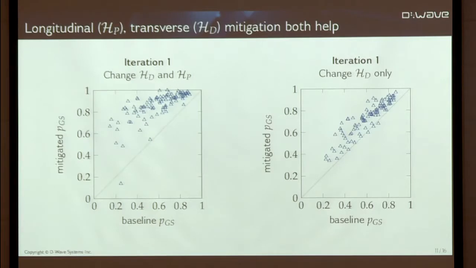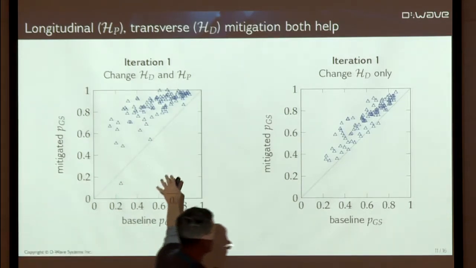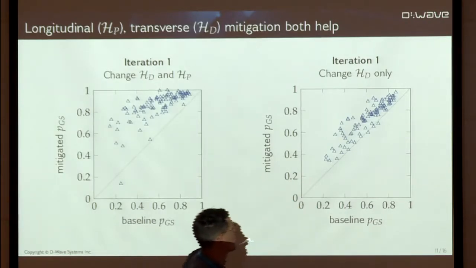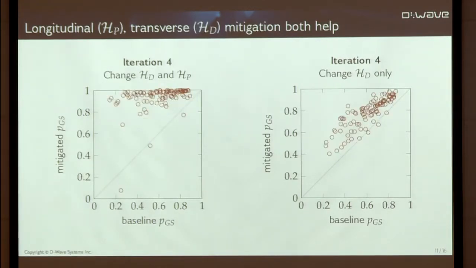And so once we do that, this is what we did originally. We changed the driving Hamiltonian and the problem Hamiltonian with the anneal offsets, and now we're changing just the driving Hamiltonian. And you can see that, again, we get a systematic improvement in performance, and again, we get it after 4 iterations as well. And we've lost this pesky outlier as well, which is nice, but I haven't looked into the structure of that instance too much.